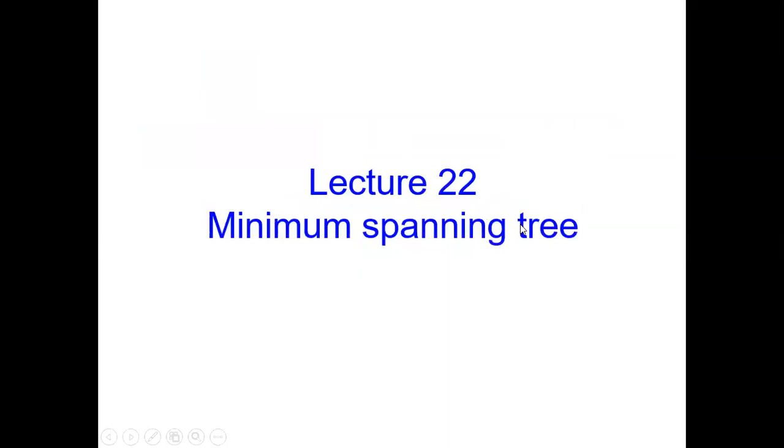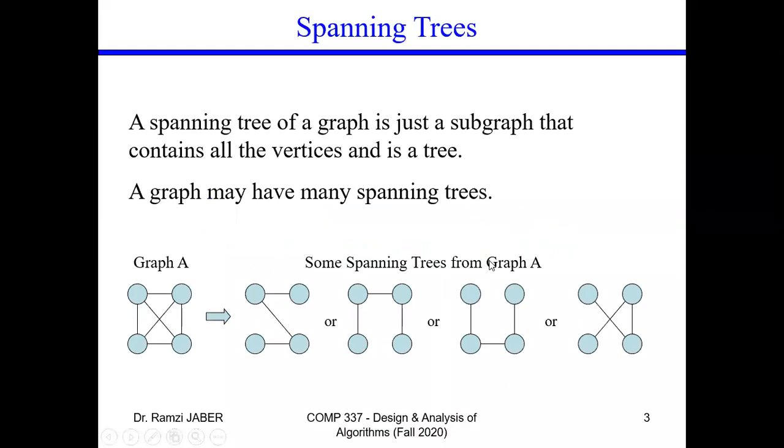Today, we'll learn minimum spanning tree algorithms. In general, a spanning tree of a graph is just a subgraph that contains all the vertices and is a tree. A graph may have many spanning trees.